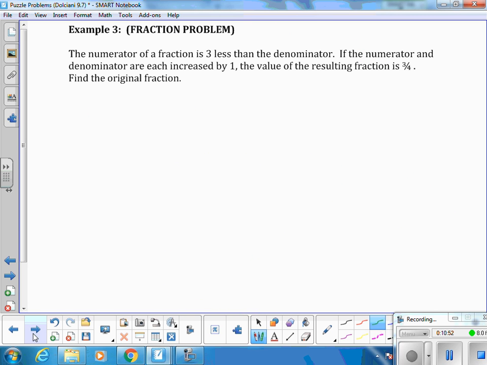Let's look at a fraction problem. The numerator of a fraction is 3 less than the denominator. So let's get a couple pieces here. So we're going to use n to represent the numerator. But that's going to be of the original because it looks like it's changing. And then d will represent the denominator, also of the original. Okay, so they're each increased by 1, and the value of the resulting fraction is 3/4.